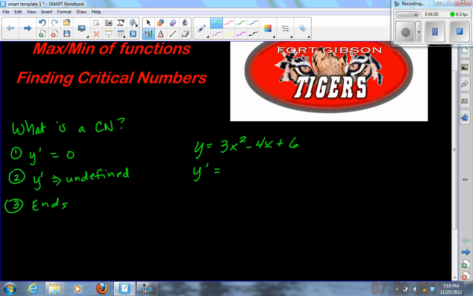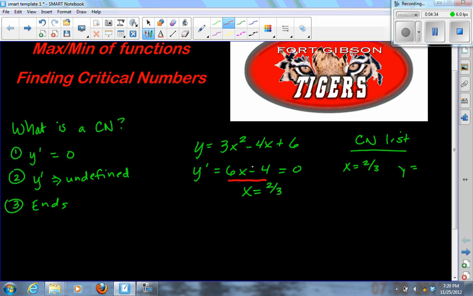What you do is you take your derivative, which is 6x minus 4, and you set that derivative equal to 0. So x equals 2/3. And this is a critical number, so this is going to go on our critical number list. So x equals 2/3, and we'll find a y value for that. In other words, find the rest of the ordered pair. Okay, so we check step 1. Step 2, where's the derivative undefined? So I'm looking at this derivative right here, and I see that this derivative is never undefined.